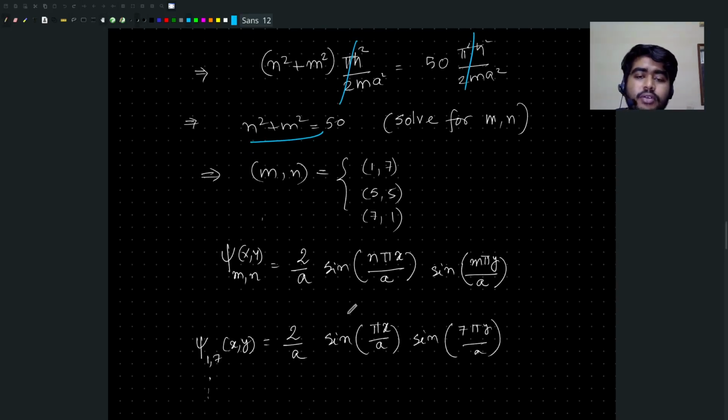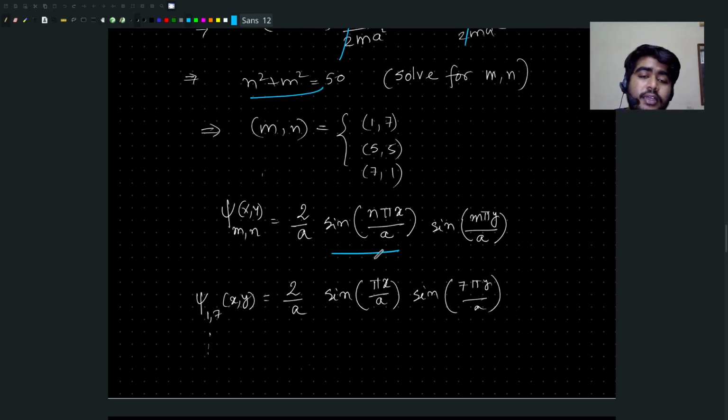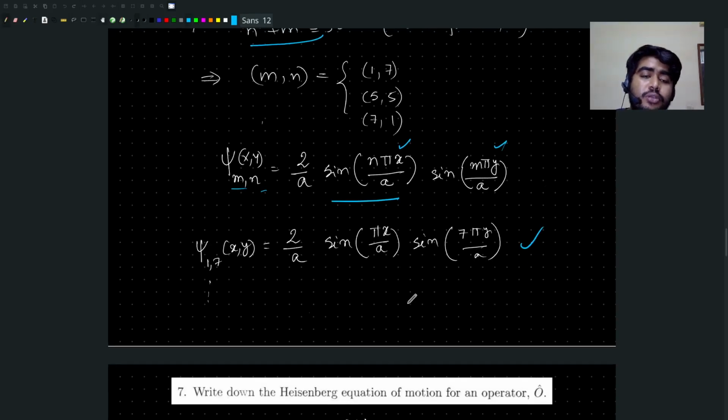And the corresponding wave functions will have two sine parts, sine of n pi x, one for the x part and one for the y part. So you can directly substitute m and n in place of these symbols, and those will be your wave functions.